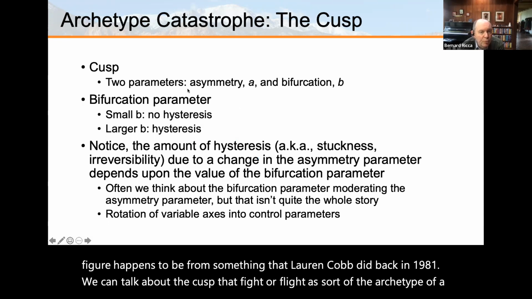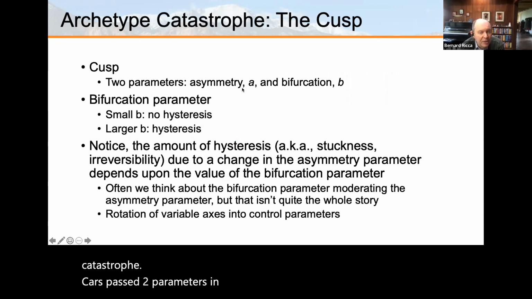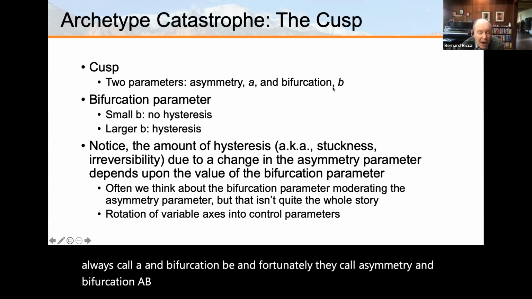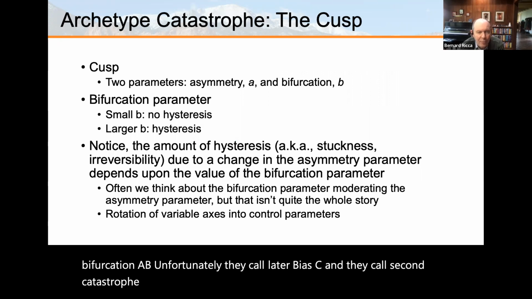The cusp has 2 parameters in the control space. It's got asymmetry, which we always call A, and bifurcation B. Unfortunately, they call asymmetry and bifurcation A and B. Unfortunately, they call later bias C, and they call second catastrophe D. So the sort of alphabetical thing wears off pretty quickly.